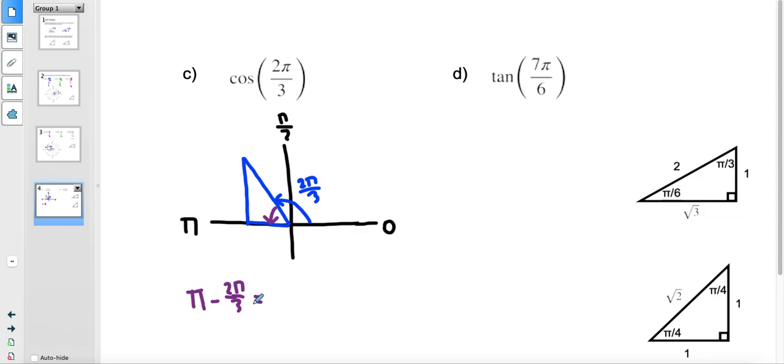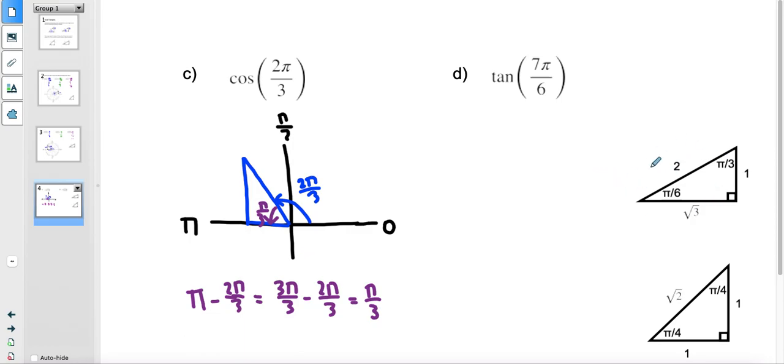Okay, we want to rewrite this so that they both have a common denominator. Right, 3 pi over 3 is the same thing as pi. Now, 3 pi over 3 minus 2 pi over 3 is 1 pi over 3. So, this angle has to be pi over 3. And now we can use one of our special triangles to help us label the sides.